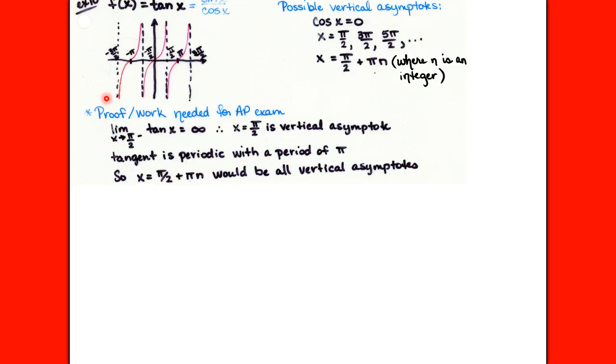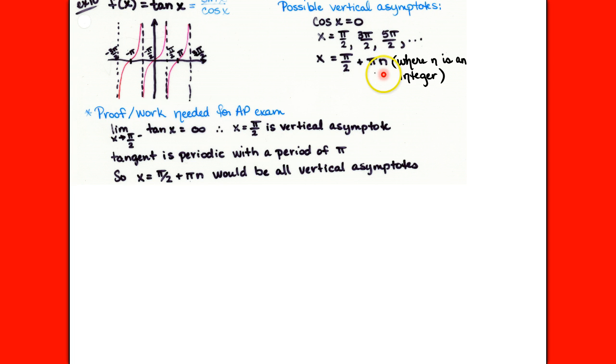Looking at that graph, I know that there are vertical asymptotes at the multiples of pi over 2: at pi over 2, 3 pi over 2, negative pi over 2, negative 3 pi over 2. So a concise way of saying that is pi over 2 plus multiples of pi. Because tangent has a period of pi, the exact same thing is going to happen every pi. So I would want to say take pi over 2 and add the multiples of pi to it.